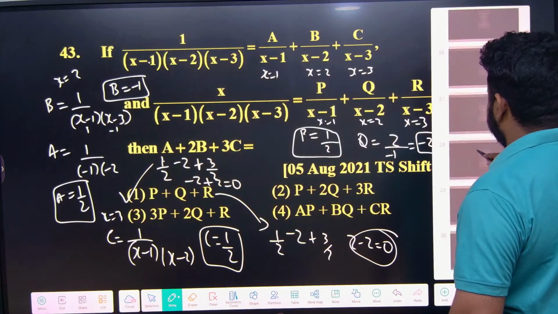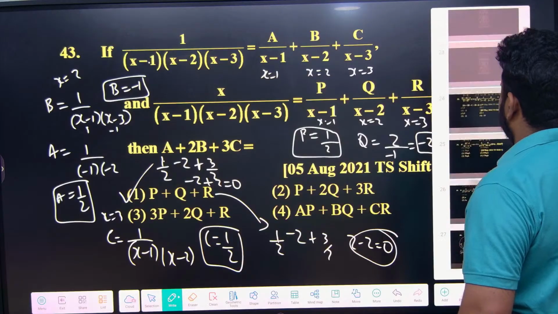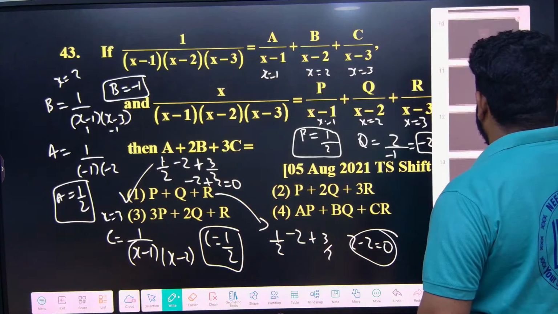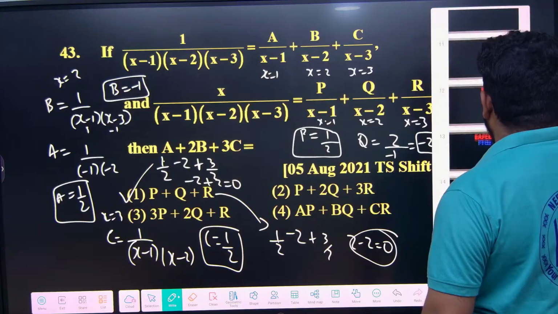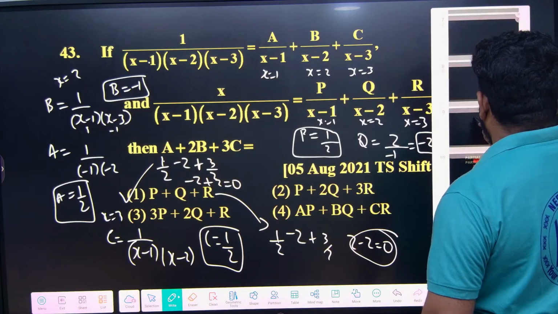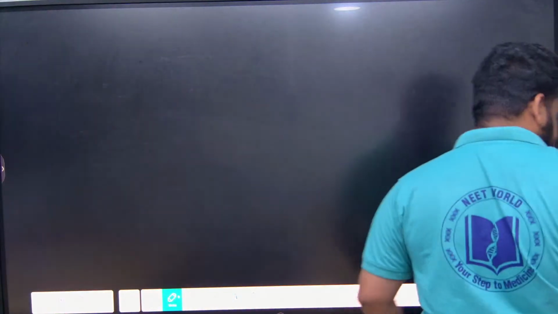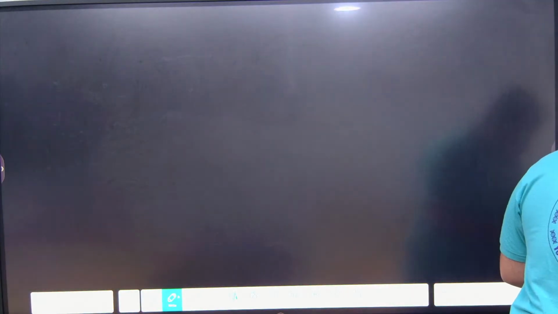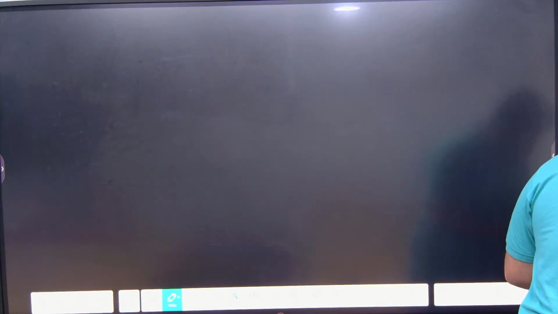So these are the things we have done when it comes to proper fraction. Now improper fraction is given. Suppose improper fraction is given, how to solve? So let us take an example for the improper fraction, friends.